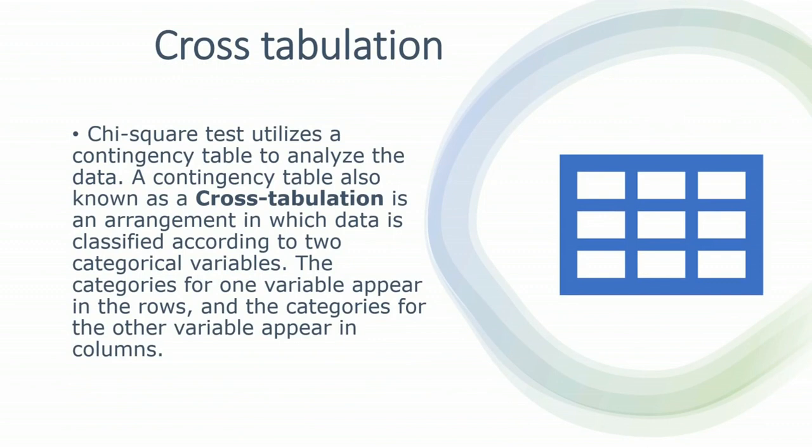Cross-tabulation. Chi-square test utilizes a contingency table to analyze the data. A contingency table, also known as cross-tabulation, is an arrangement in which data is classified according to two categorical variables. The categories for one variable appear in the rows and the categories for the other variable appear in columns.